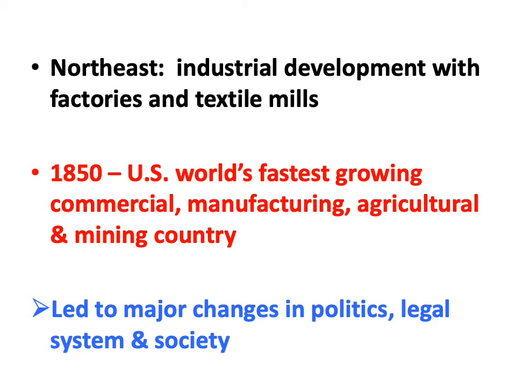And as a result, at the end of this period, 1850, you can think of 1860, basically when the Civil War was about to start, the U.S. had the fastest growing, not the largest yet, but the fastest growing economy in the world in terms of commerce, manufacturing, agricultural exports, agricultural production, and mining. Now, obviously, these significant changes in the economic system had profound changes in politics, the legal system of the country, which was changed significantly to accommodate these developments, as well as in society.